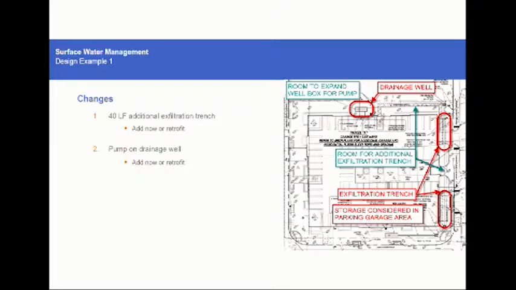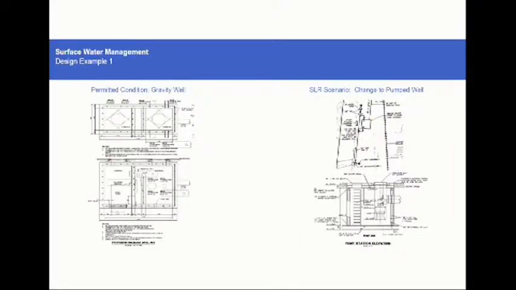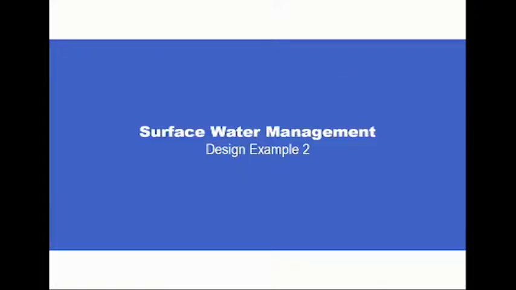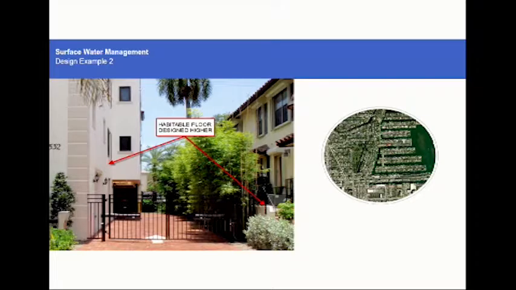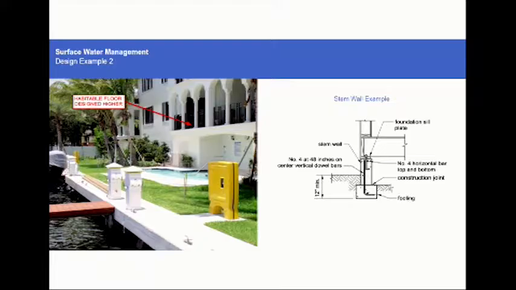So this shows you the site plan of the site, and it shows you how, even though they didn't intentionally do this, there is room on the site to go back and retrofit it with that additional 40 feet of trench, and there is room to go back and make the well box bigger and put a pump in. So that could have been done either when it was originally designed, or you could set it up so that it could be done in the future. This is a comparison of what a gravity drainage well looks like and a retrofit, or how you would do a pumped well.